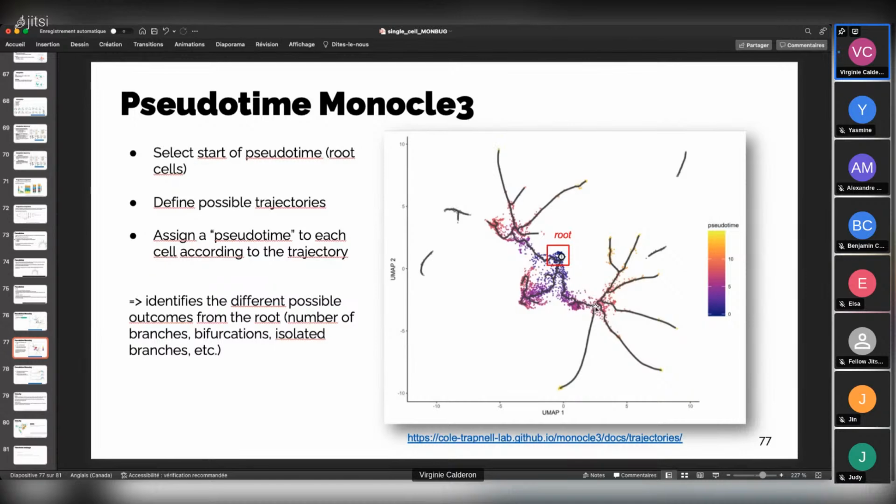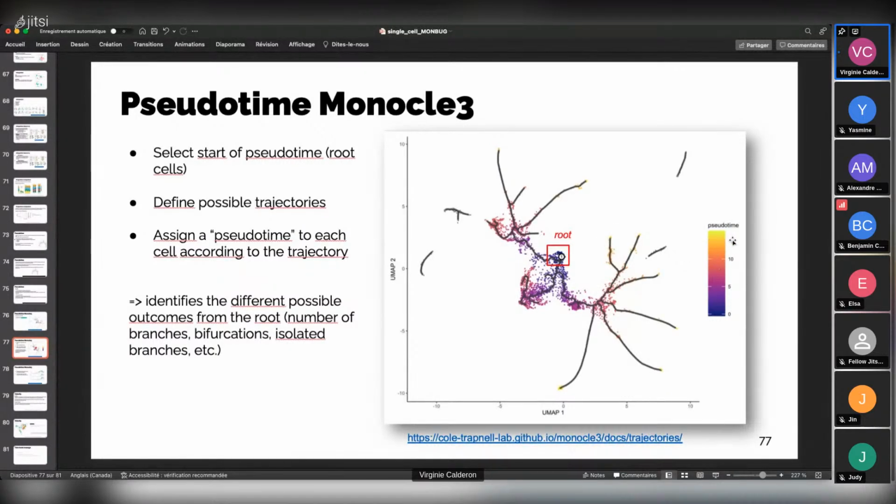So that means that there are 6 fates possible at this stage. You have the bifurcation, and your cell can end up here or end up here. That's why we use pseudotime, to see how your cell evolves and what fates are available in this process. Based on the pseudotime, you can now compare these cells here.